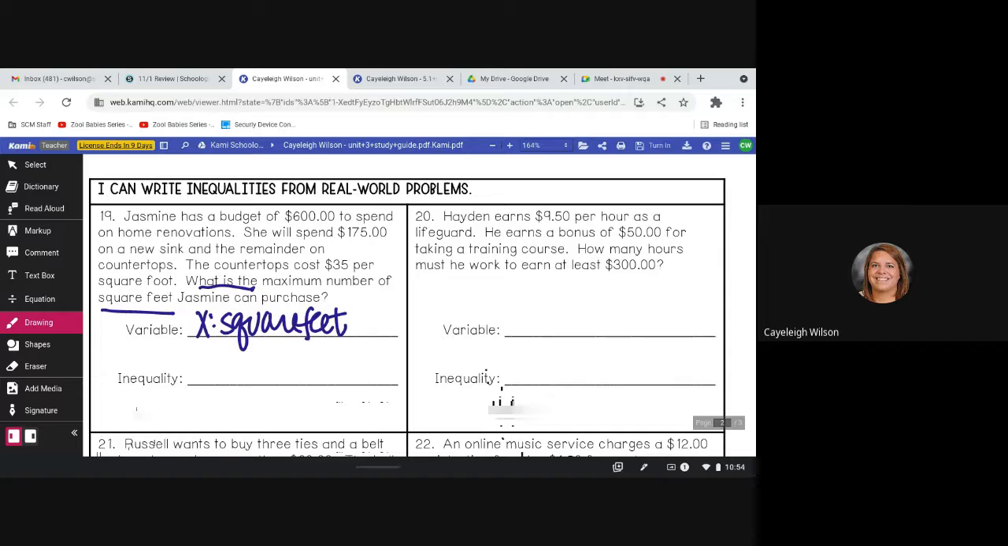Then I go back and read it. Jasmine has a budget of $600. She spends $175 on the sink, and countertops cost $35 per square foot. Oh, look, square foot. That's what we just said X was. And per means multiplication. So it's 35X. So she's got her countertops, and it says she also is spending $175 on a sink. So plus 175. So the countertops plus the sink. And it says her budget is $600. So when you have a budget, that means you want to spend that much, or you want to spend below that much for your budget.